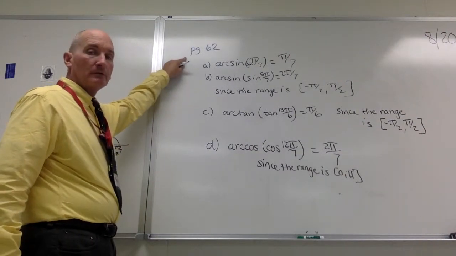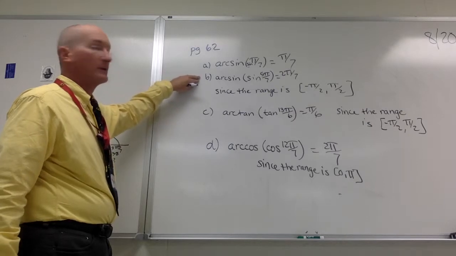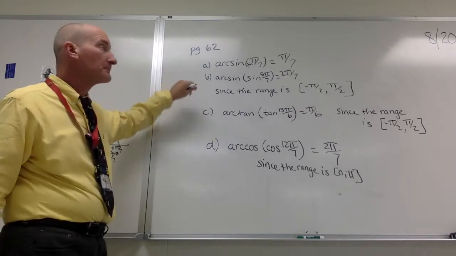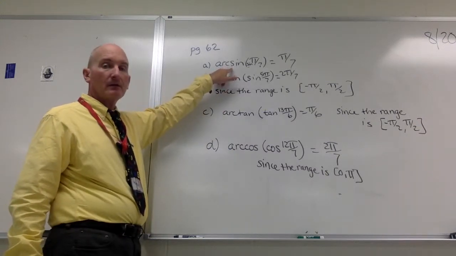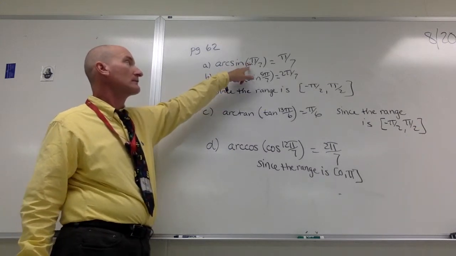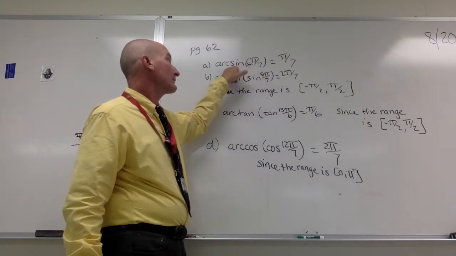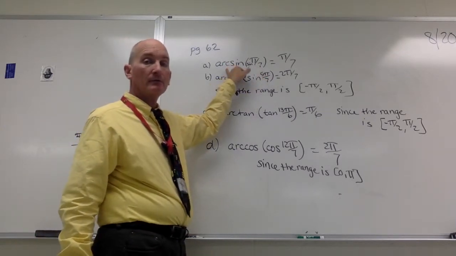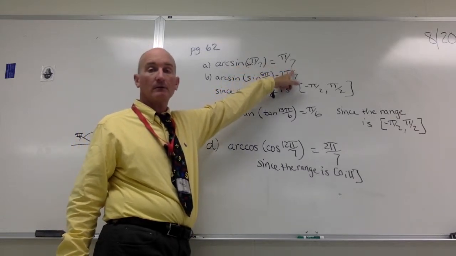This is from page 62 in your handout, and this is a review of evaluating inverse trig expressions. The first one says, evaluate the arc sine, or the inverse sine, of the sine of pi over 7 radians. And from trig, you learned that when you evaluate an inverse trig expression, your answer is going to be an angle. In this case, the angle is in radians.